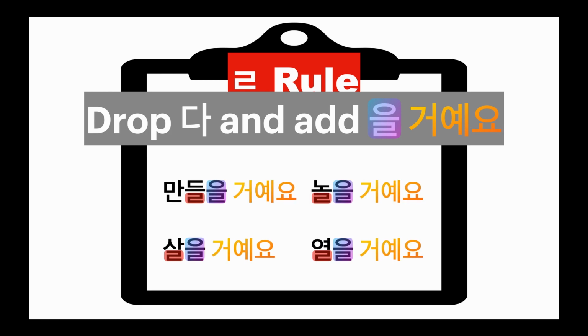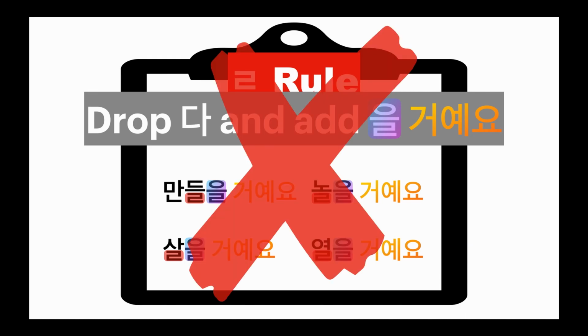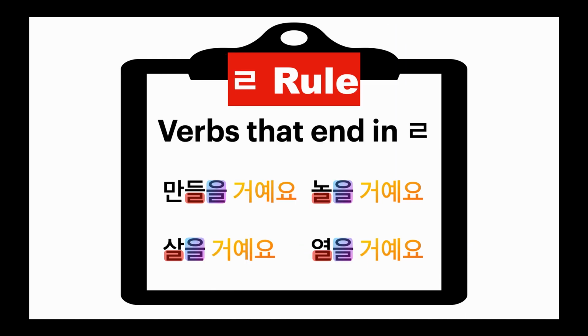But go ahead and try to pronounce all of these. 만들을 거예요, 살을 거예요, 놀을 거예요, 열을 거예요. It's kind of hard to say all of these sounds together, right? And that's why this is technically wrong. Instead, it all just merges together and you pretty much end up with adding nothing.